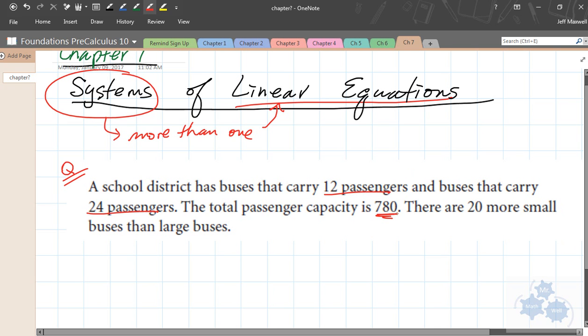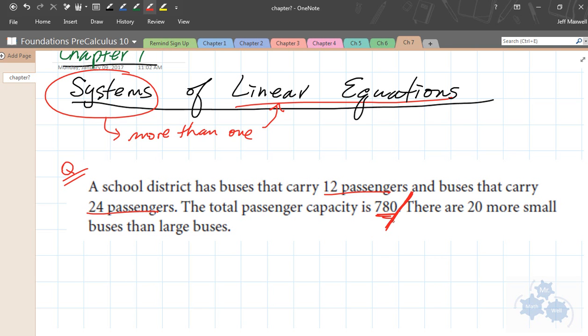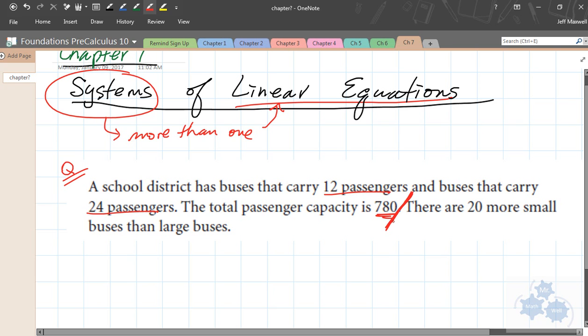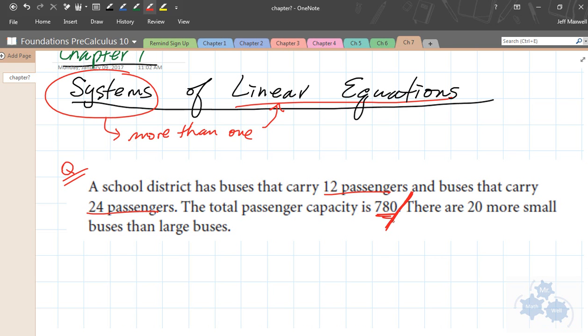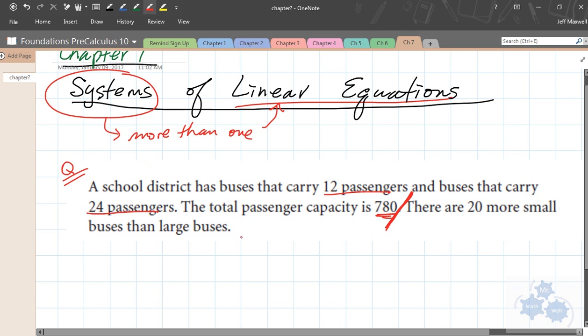Now, if that's where the problem ended, this would be a type of problem that we would have done last chapter, right? So we've got 12 kids per small bus and 24 kids per large bus equals a total of 780 kids, right? And you could find how many small buses and large buses would fit that. So that should be familiar so far, okay?